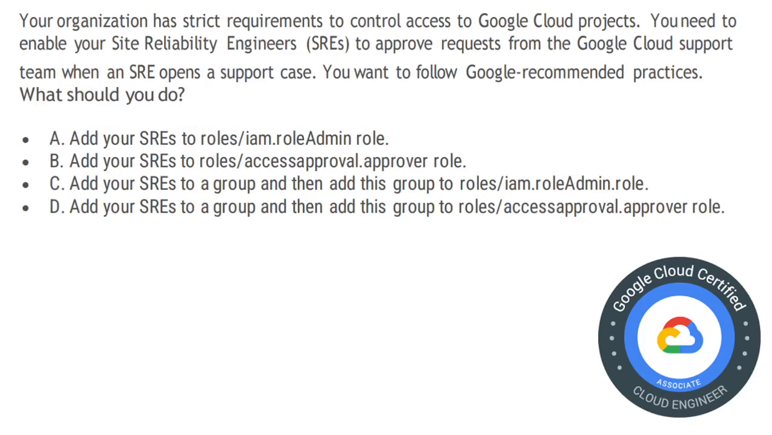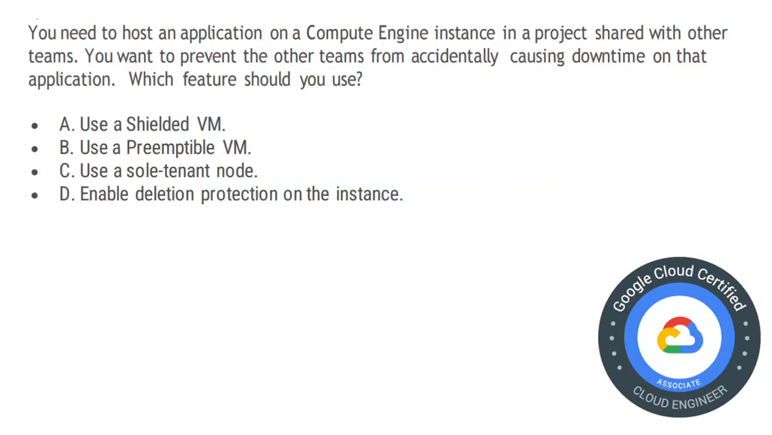Moving on to the next question, your organization has a strict requirement to control access to Google Cloud projects. You need to enable site reliability engineers to approve requests from the Google Cloud support team. When an SRE opens a support case, you want to follow Google's recommended practices. What should you do? Answer is option D, that is add your SREs to a group and then add this group to the roles or access approval role.